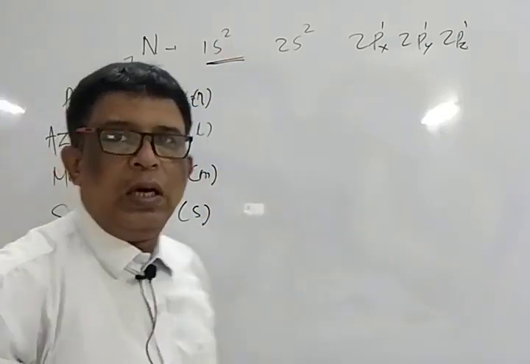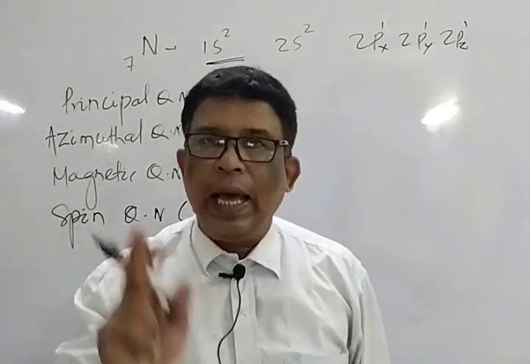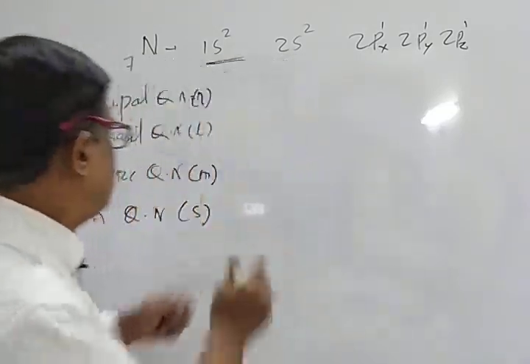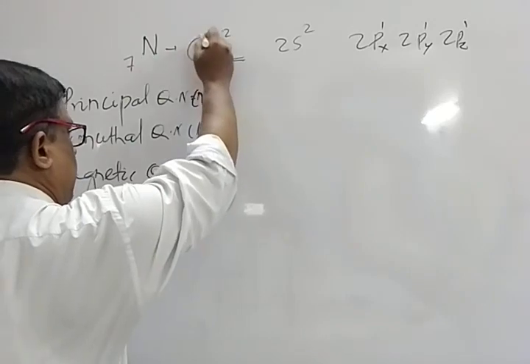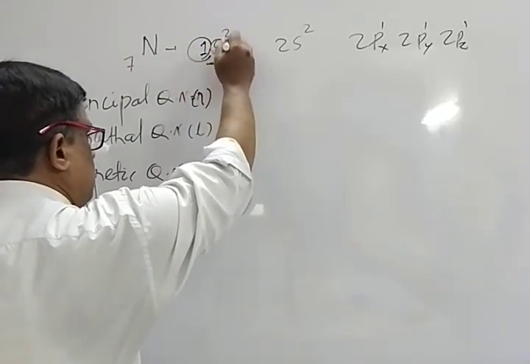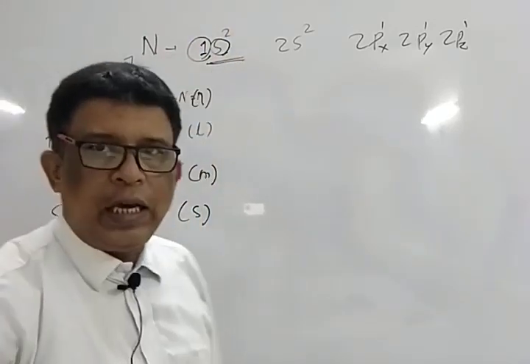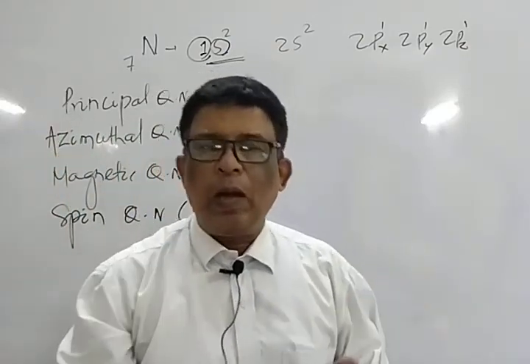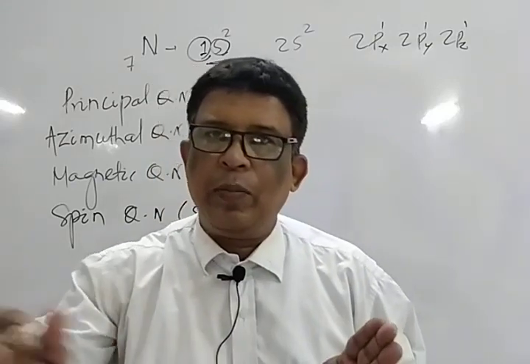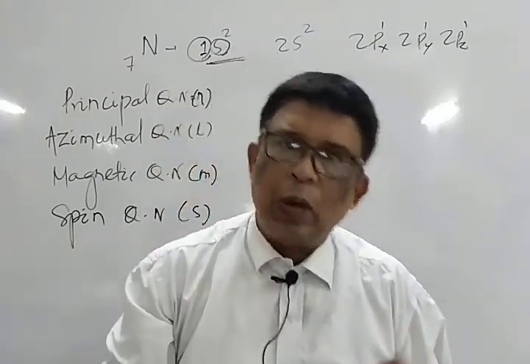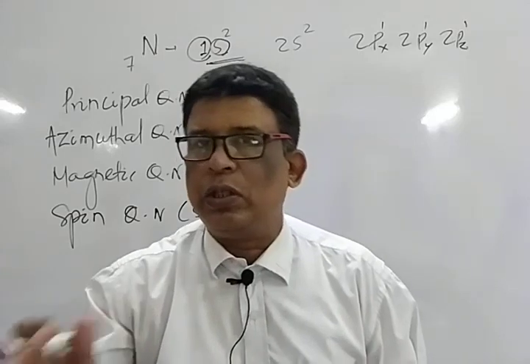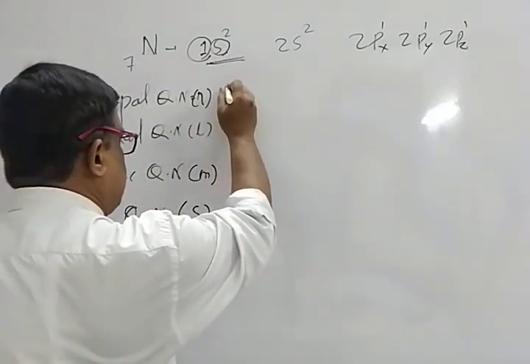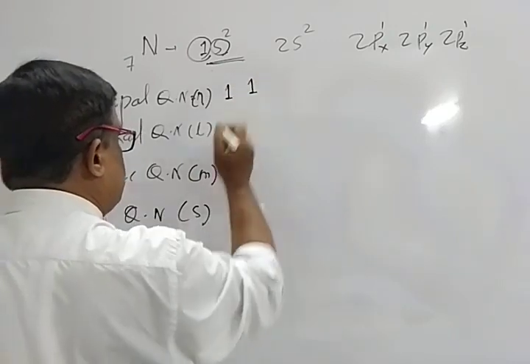1s2 means the 2 electrons are there in the S subcell of the first cell. Remember that the number always represents the principal quantum number. The symbol SPDF represents the azimuthal quantum number. Again, the principal quantum number starts from 1, 2, 3, 4 up to n, while the azimuthal quantum number starts from 0, 1, 2, 3 up to n minus 1. So the principal quantum number for the first electron is 1, for the second electron is 1.